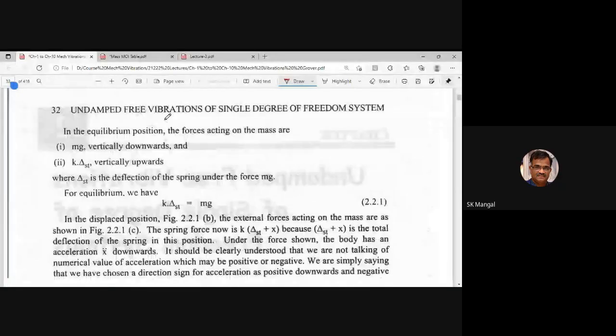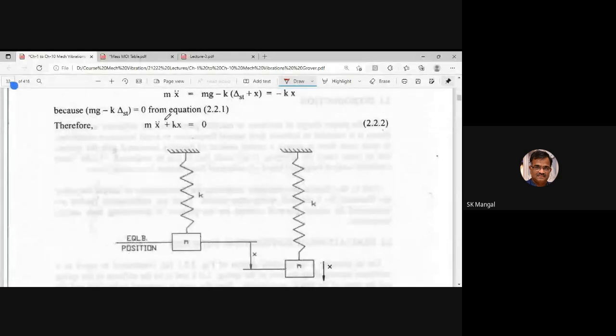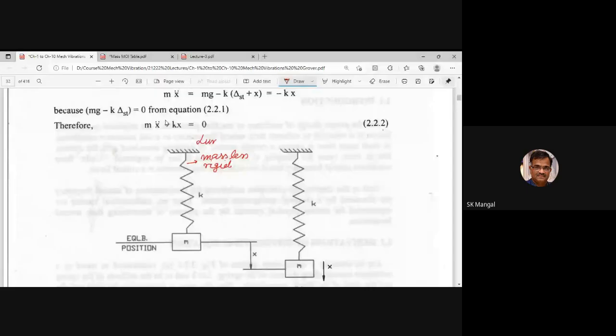And you can say this spring is basically a massless, rigid member, so it will not have any effect in the analysis. Because of that, it becomes a lumped system.